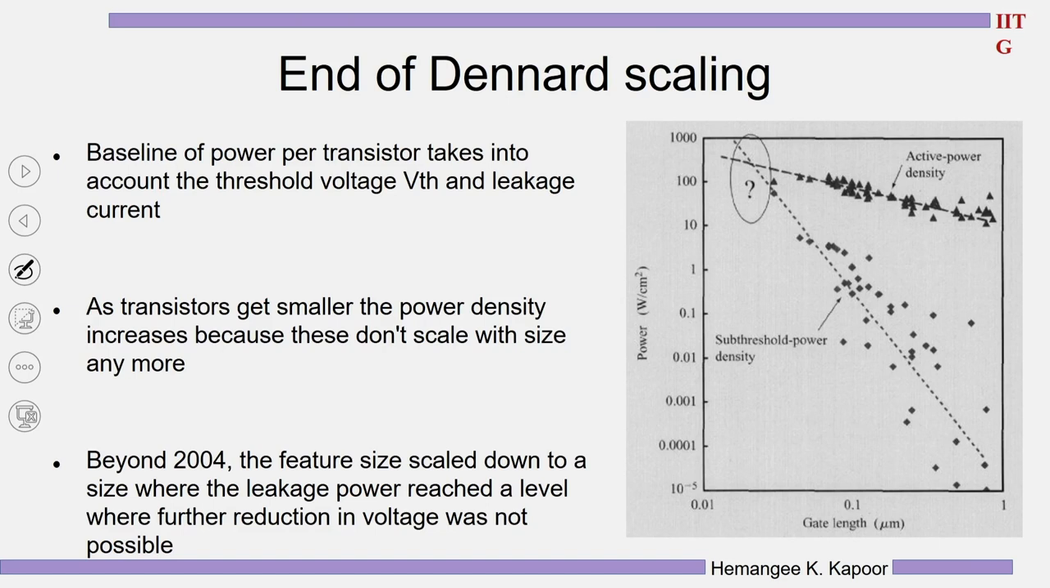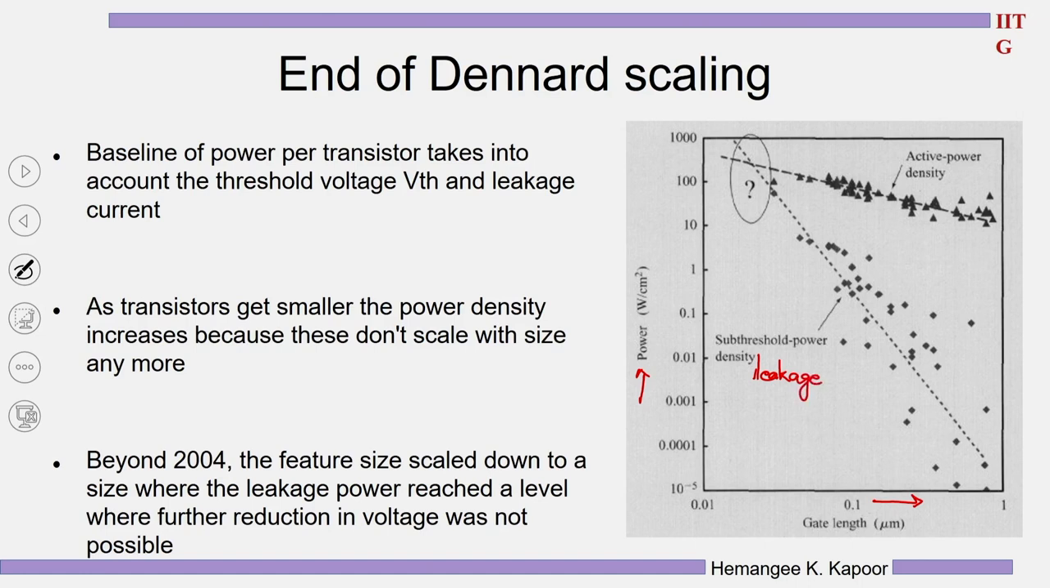So on this slide, we will see why we cannot have the same power consumption and keep on increasing the frequency. This graph shows you the device size, that's the gate length on the x-axis, and the power density, which is watts per centimeter square, on the y-axis. These triangles are the active power, which is the dynamic power, and these diamonds are the sub-threshold power density, which is the leakage power. So this is the leakage power.